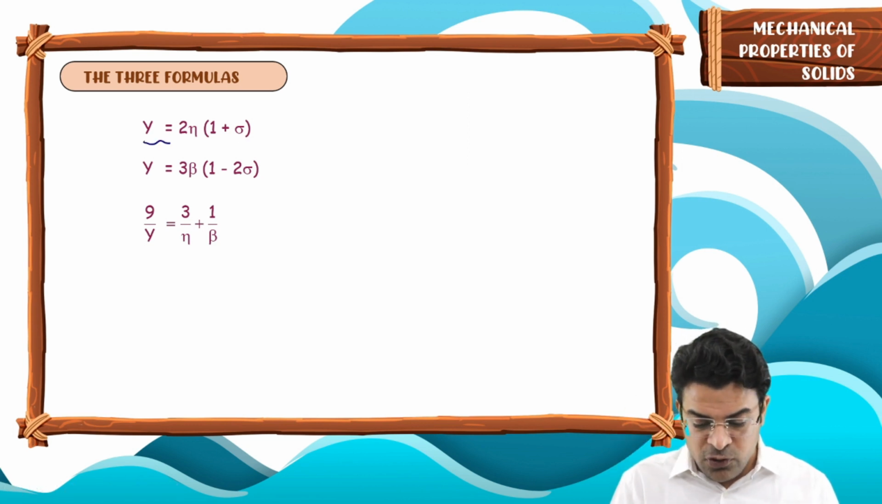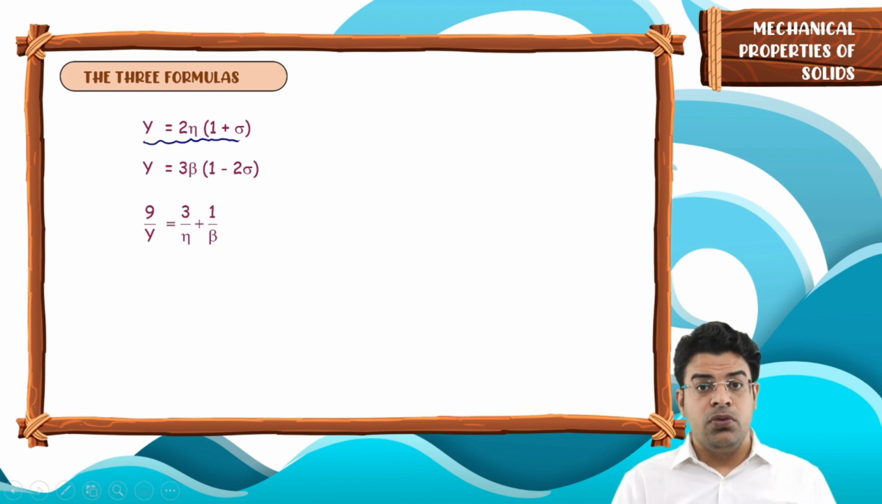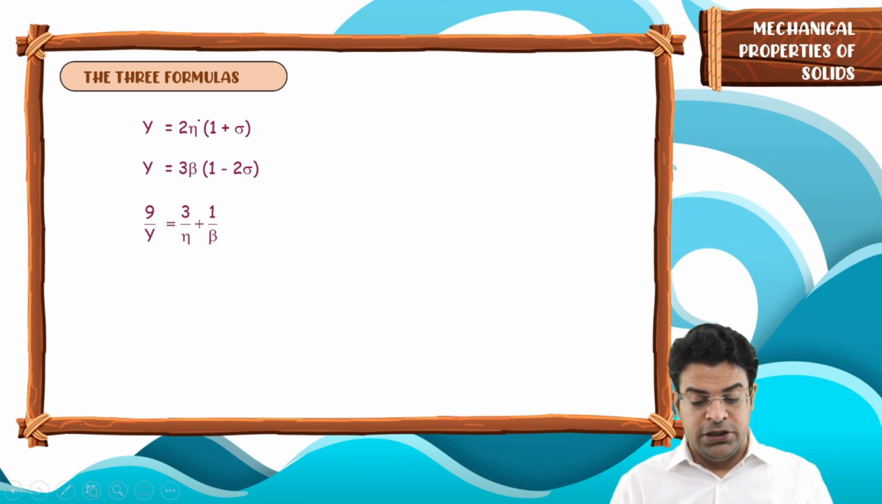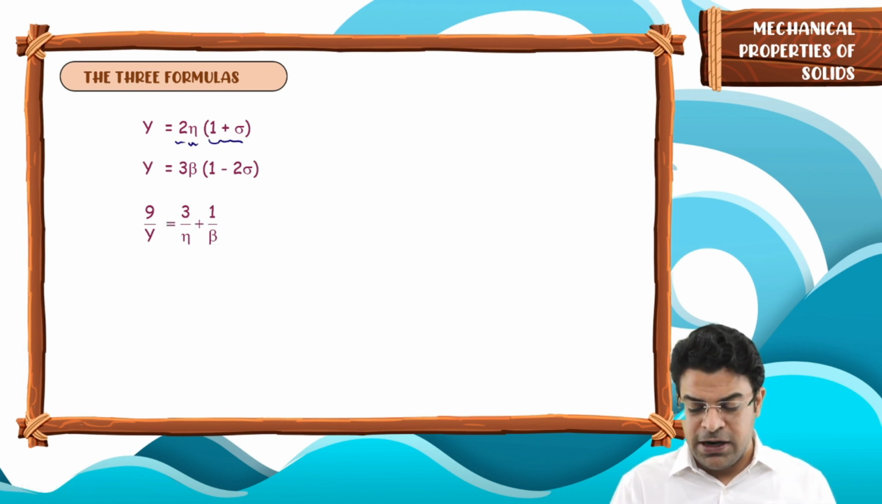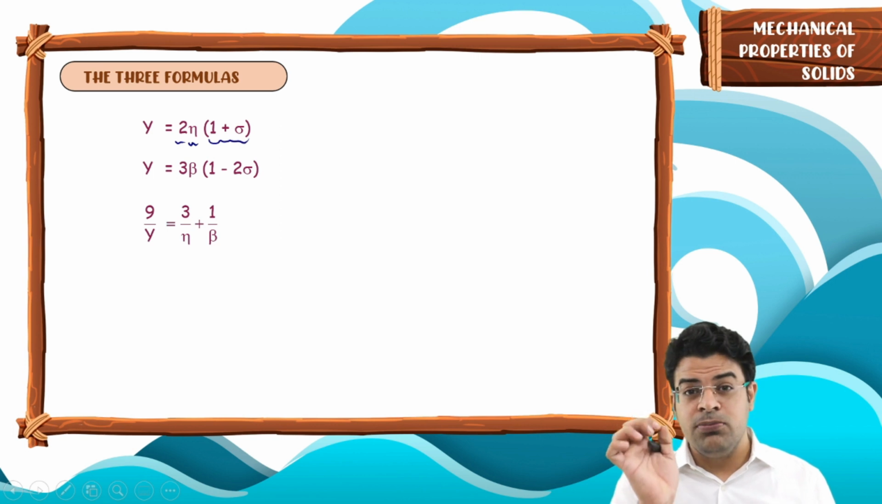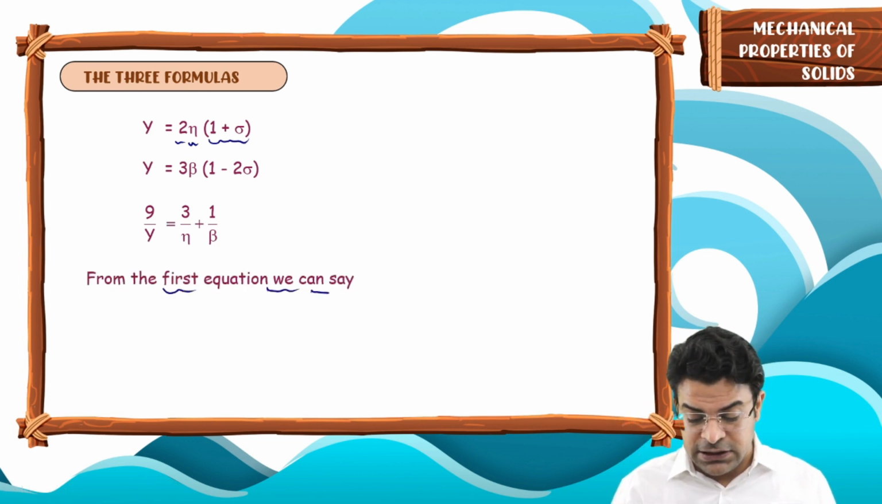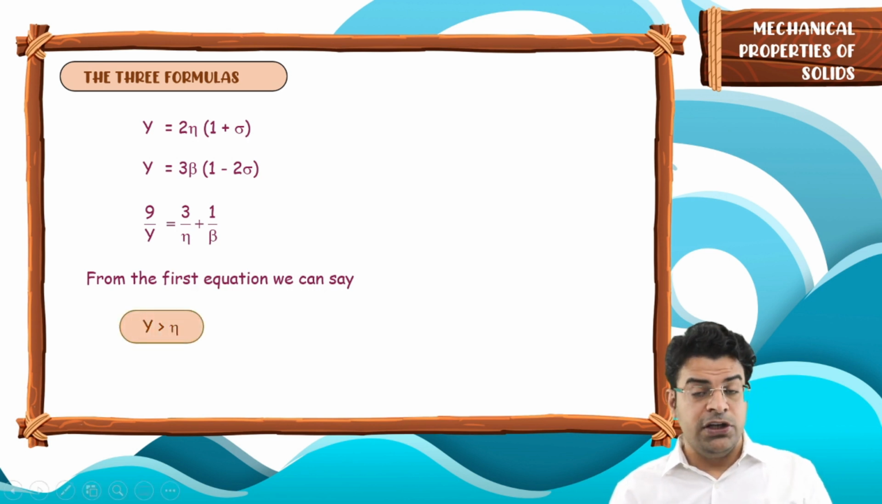Moreover, this first formula is utilized to tell that Young's modulus is greater than the modulus of rigidity. Why? Because it is 2 times the modulus of rigidity multiplied by something positive. So it is more than the modulus of rigidity. So from the first equation we can say that Young's modulus is greater than the modulus of rigidity.